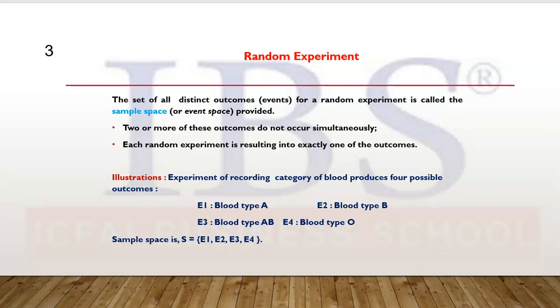Now there are certain properties you must understand. Two or more of these outcomes do not occur simultaneously. Suppose when you throw a dice, there can be six possible outcomes. Two faces cannot turn up at one go, right? When you toss a coin, it can be either a head or a tail. Both cannot come at one go. So this is what I mean by this. Each random experiment results in exactly one of the outcomes. Now there's an example shown here which shows the various outcomes.